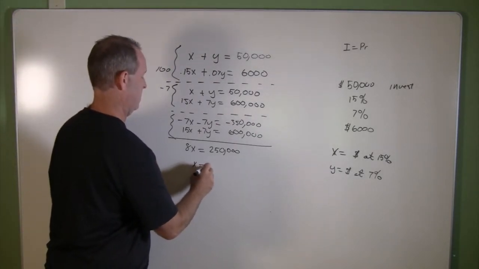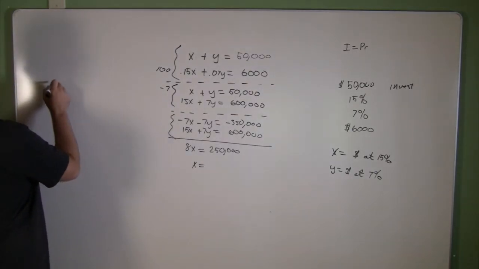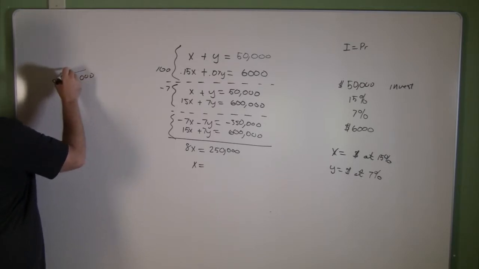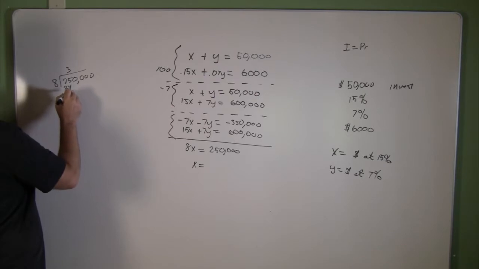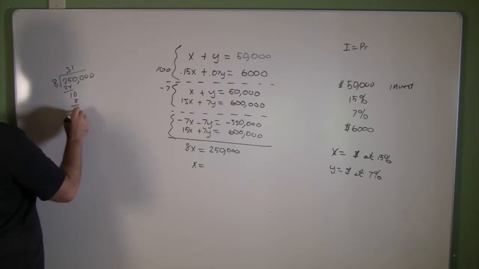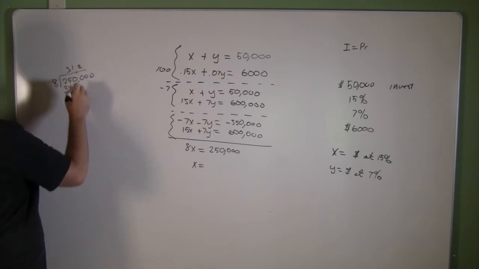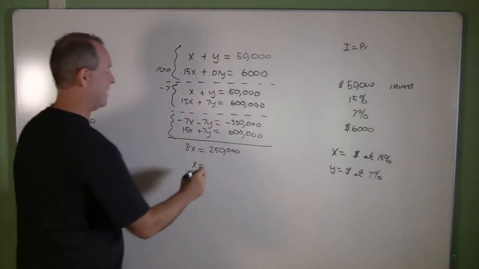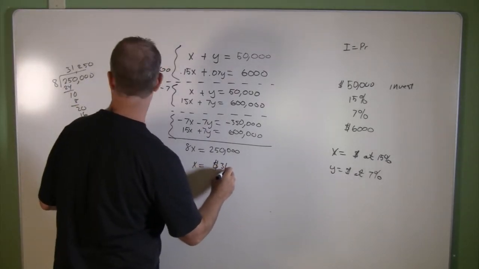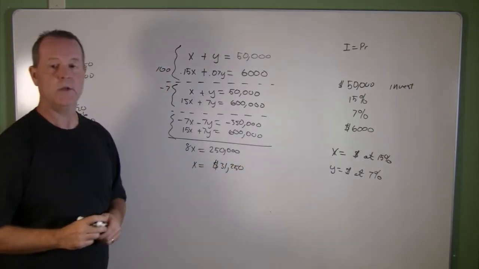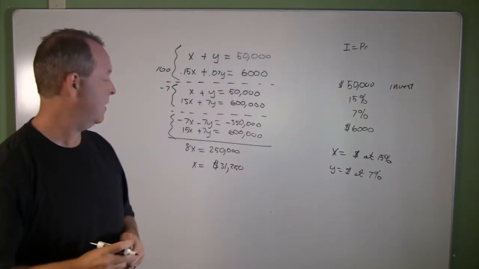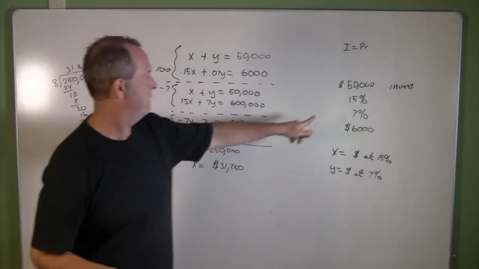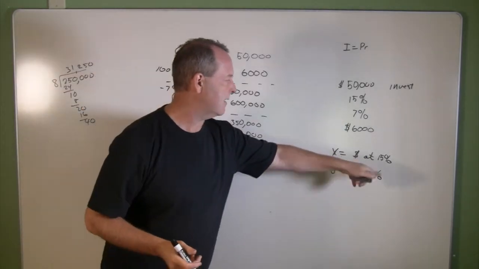And so x will now equal, I've got to do some math over here, folks. 8 goes in there 3 times, 24. Subtract, 1 and 0 brings down, 8 goes in there 1 time, 8. 2 and 0, 8 goes in there twice, gives me 16. A 4 and a 0, goes in there 5 and a 0. So x equals $31,250. So she's going to invest $31,250 of her $50,000 at the 15% yield, because we said the x is at the 15% yield.